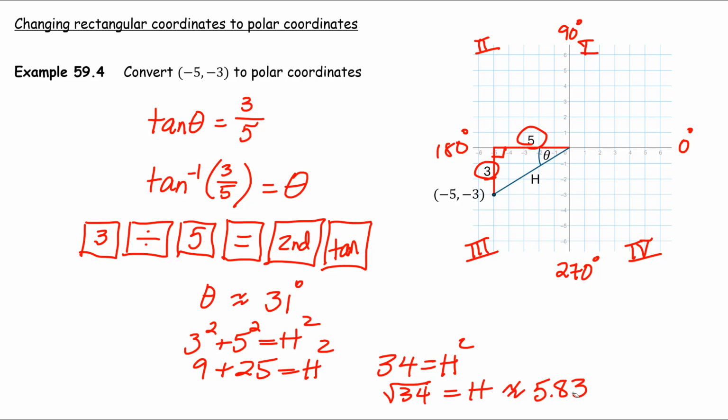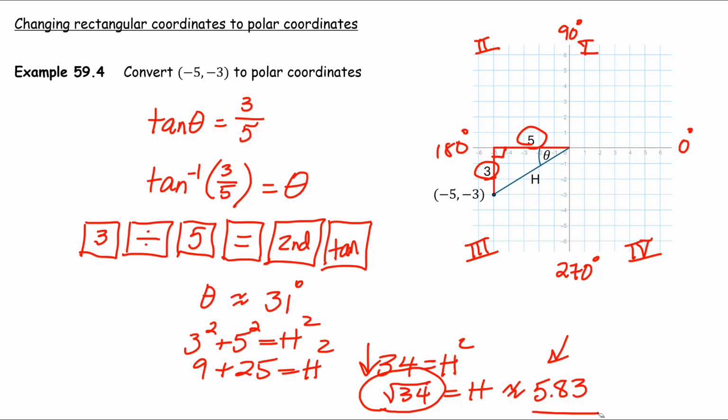On a test, I would tell you what I want. I would say approximate the answer to 2 decimal places if I wanted you to write it this way. If I wanted you to give me the exact answer, you would need to write it that way, square root of 34. That is the only way to write the exact answer. So if I say give me the exact answer, I mean square root of 34. There is no other way to write that exactly.